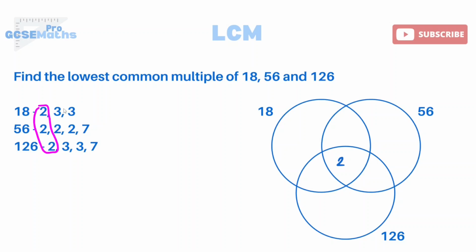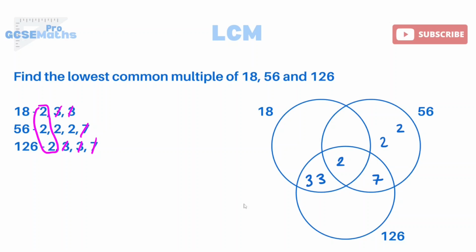So looking at the 18, we've got 2 3s and so does the 126. So between 18 and 126, I've got 2 3s, okay, because there's 2 pairs, and a pair here and a pair here. With 56 and 126, I've got 2 7s. So that's a pair of 7s, so 1 7 there. And then 56 just has 2 2s left over. So that's my Venn diagram.